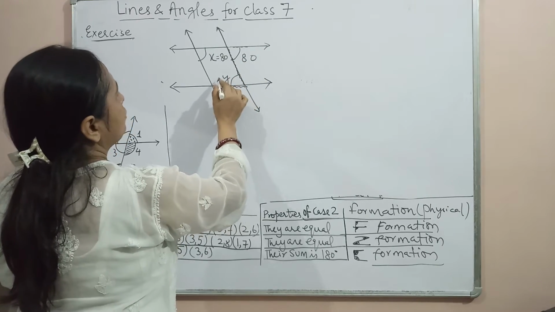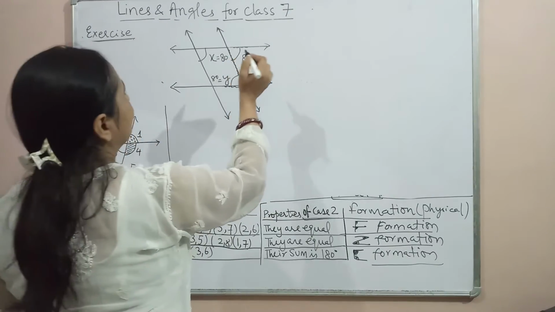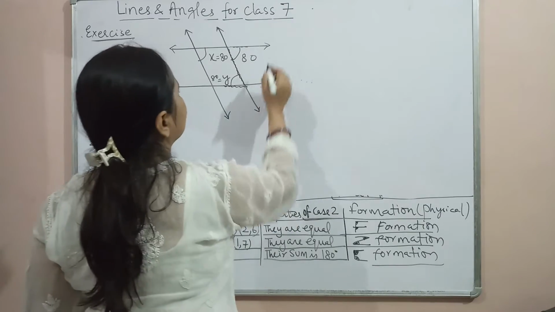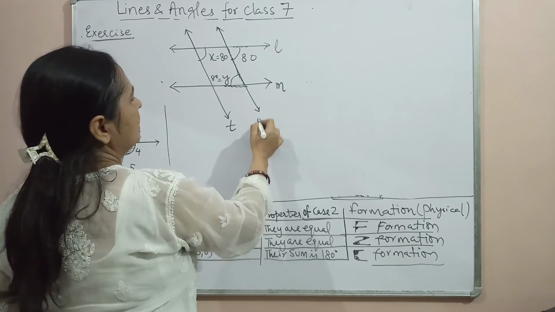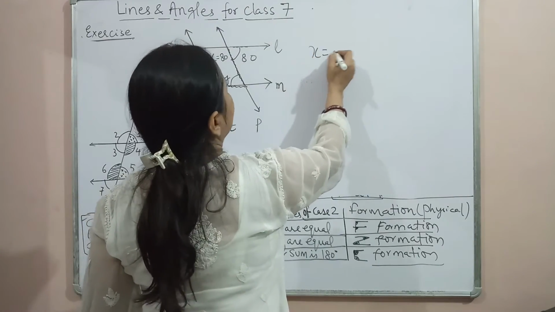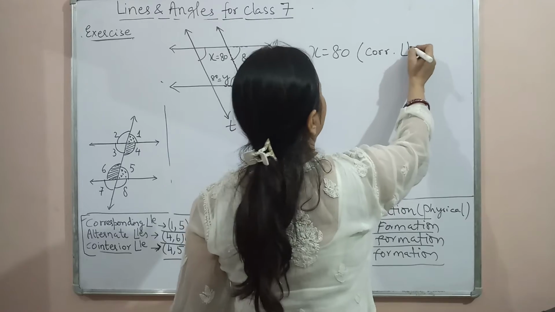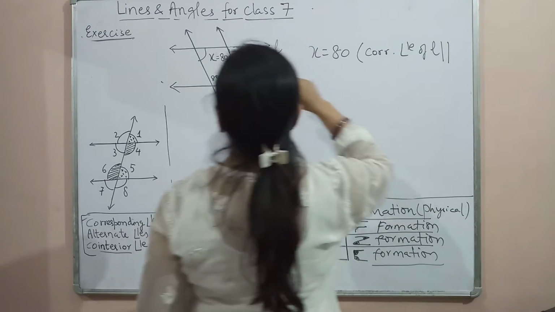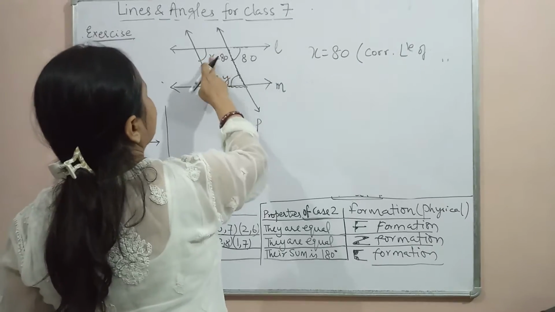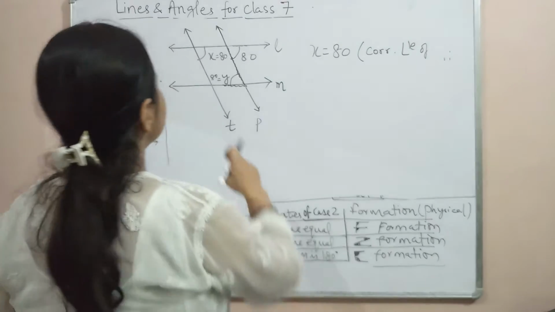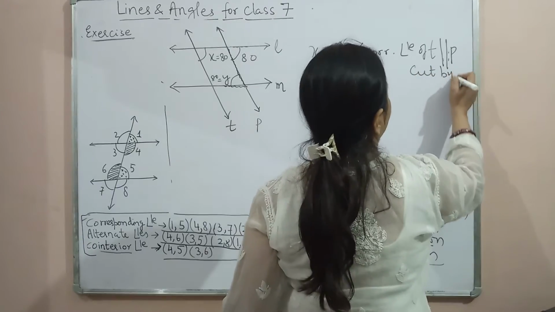That means this will also become 80, right? So how are we going to write down? Suppose these lines are L, M, T and P. Then we have x equal to 80 because they are corresponding angles of L parallel to, which two lines? This x is equal to 80, the given angle. That means T parallel to P cut by L.